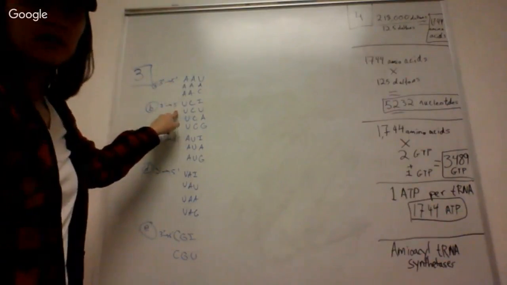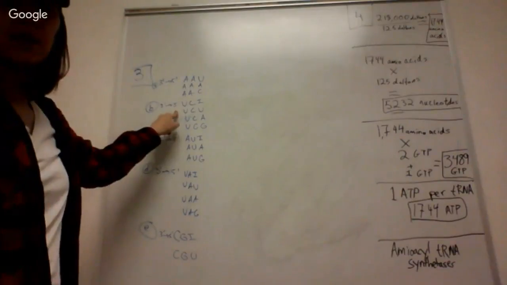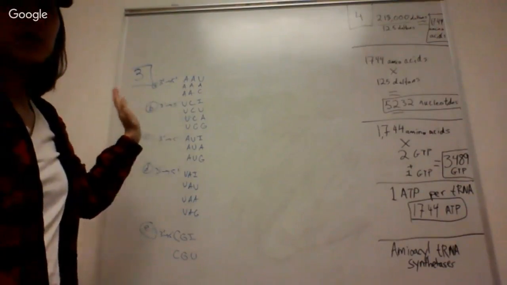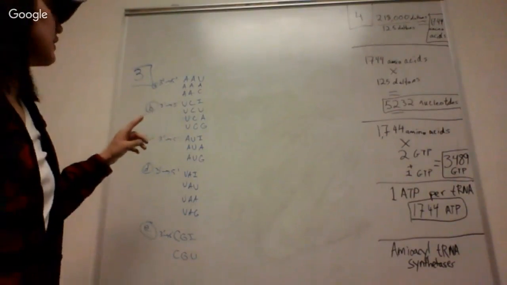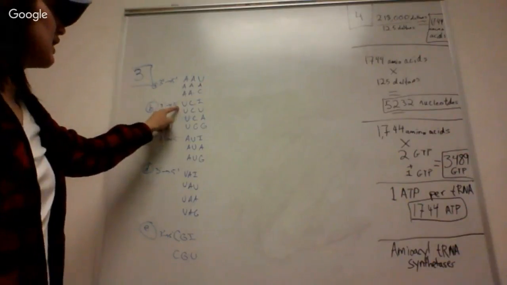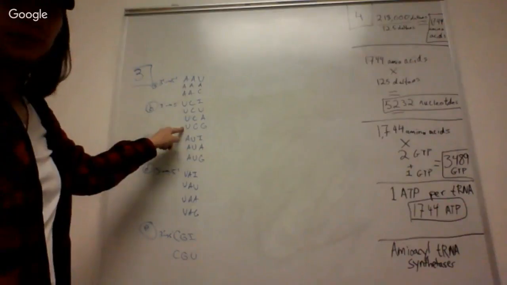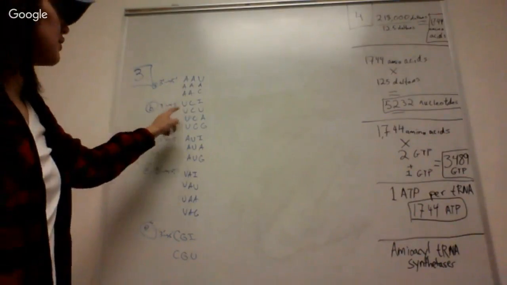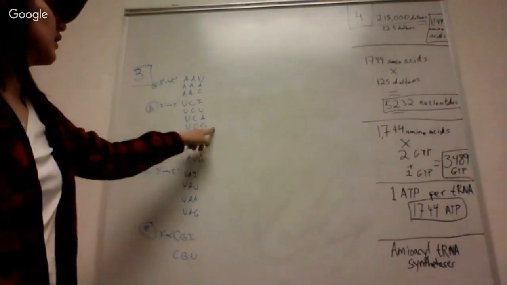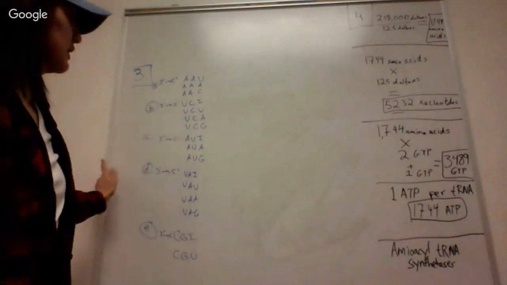For B, we're given AGU, and so the anticodons for that will be UCI, UCU, UCA, UCG, and U codes for all of these on the wobble base, which is always the third base pair.